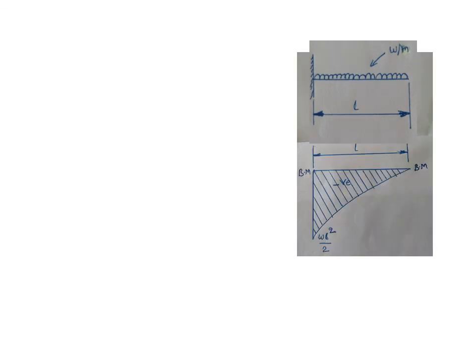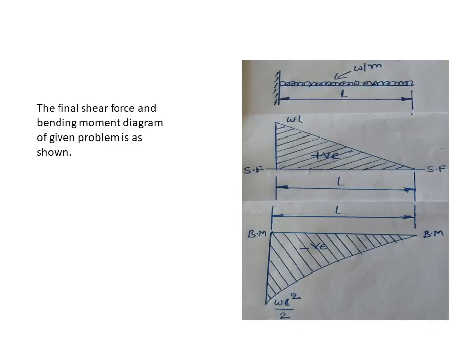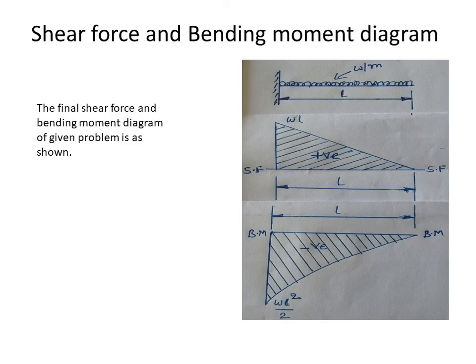This is the bending moment diagram. The value of bending moment is 0 at x equal to 0. Bending moment varies in a parabolic way with x. At x equal to L meters, the value of bending moment is WL square by 2 kilonewton meter. As the value of bending moment is negative, the curve is a negative parabola. That's why the curve is represented as a concave shape. This is the final diagram: given beam, shear force and bending moment.